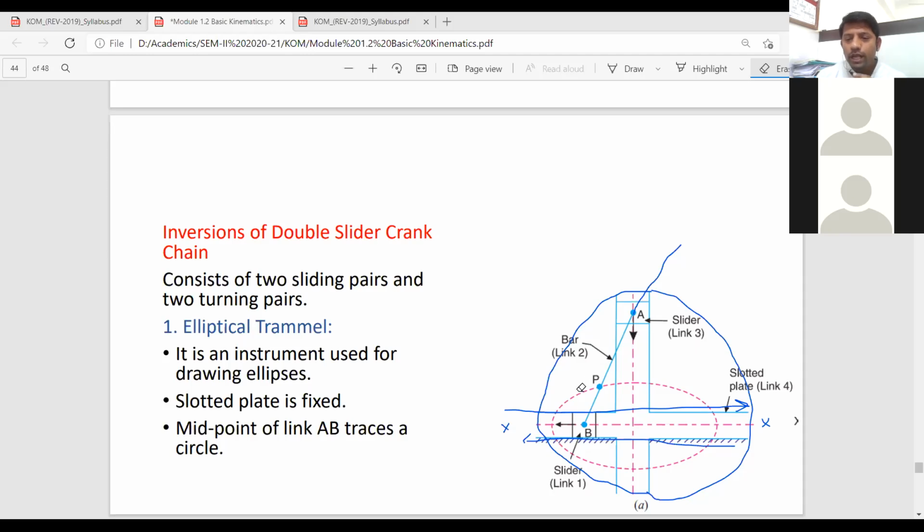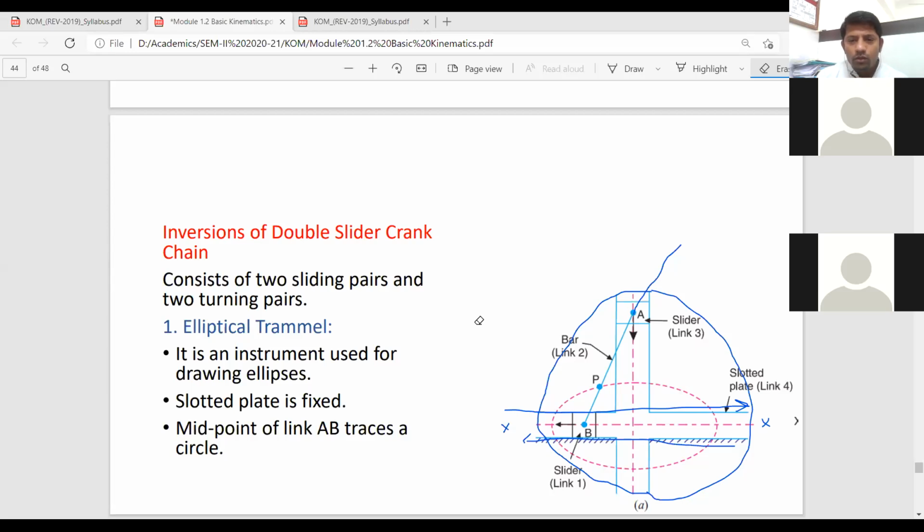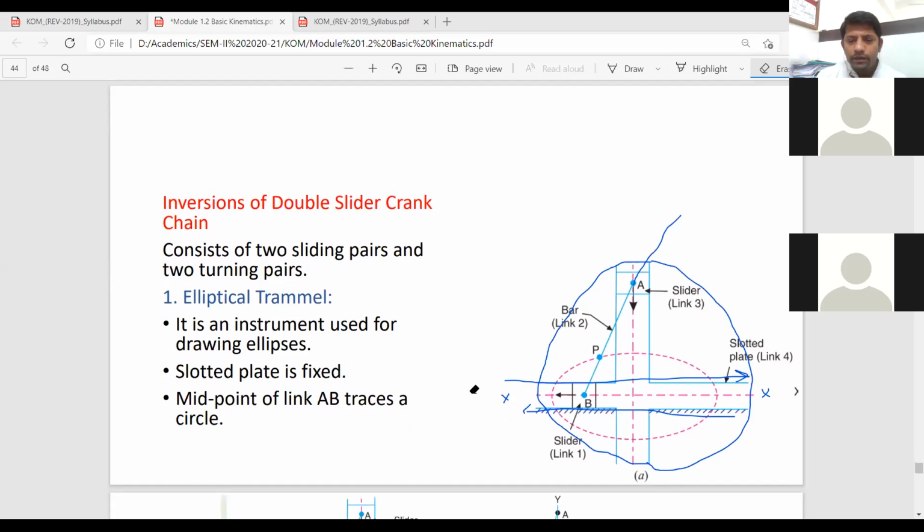So if a pencil or any drawing instrument is attached at this point P, you will be able to make the ellipses. So I will show you the elliptical trammel first, its video, then you will get an idea. Let me first take it out.